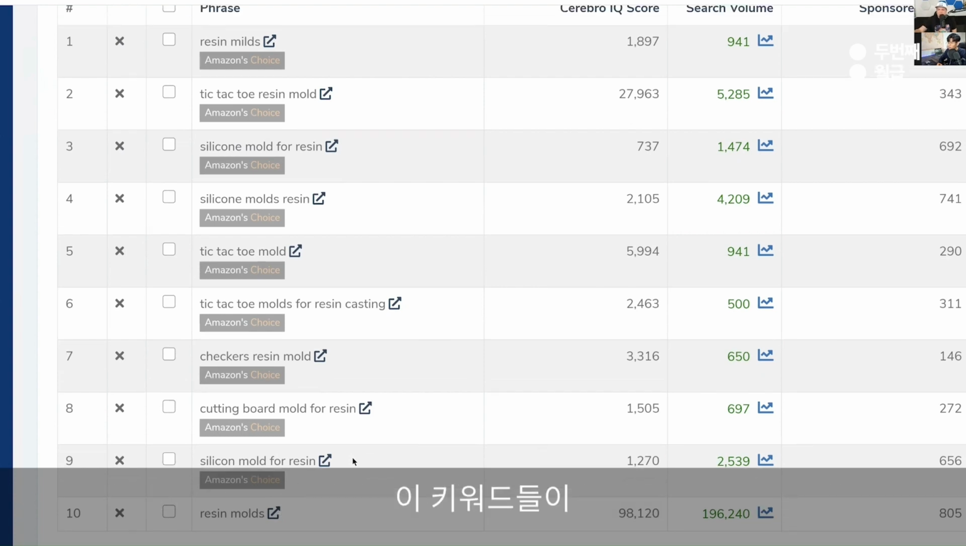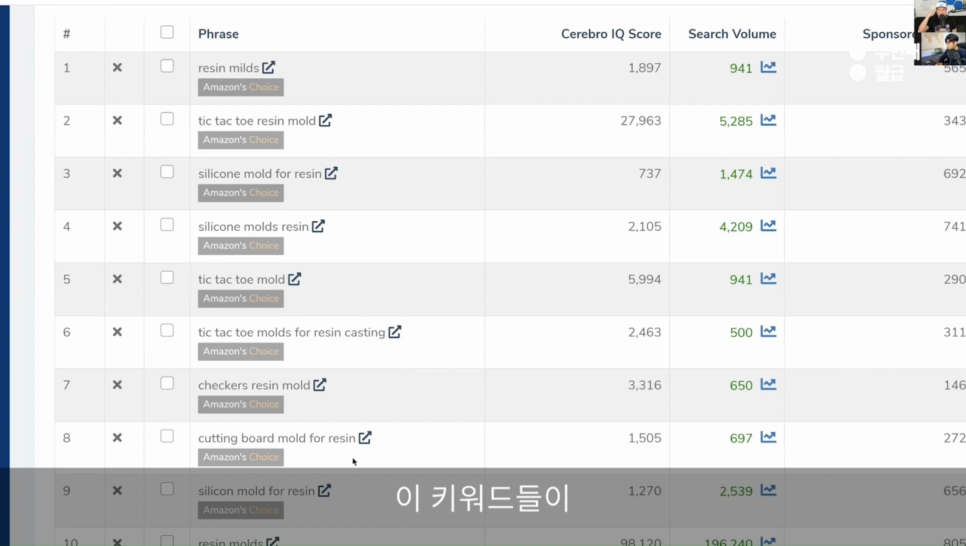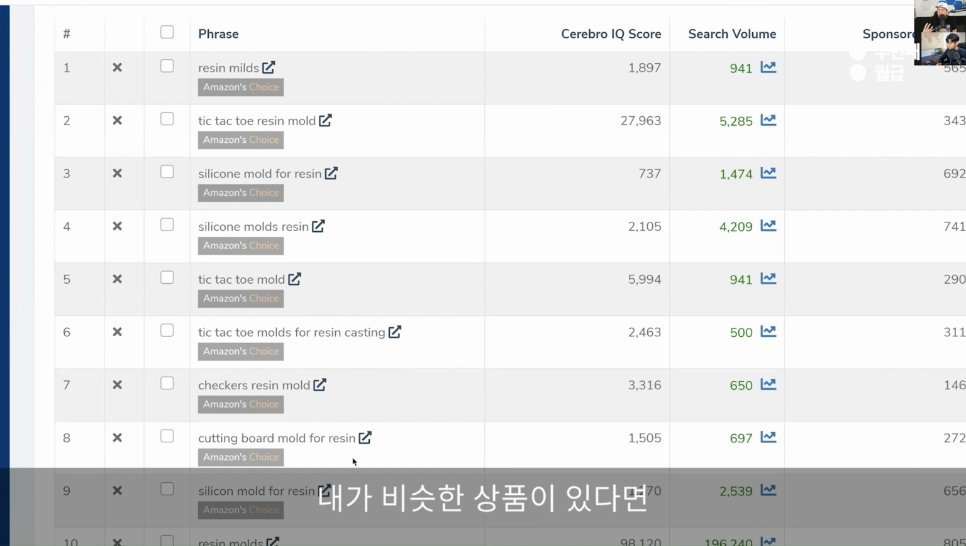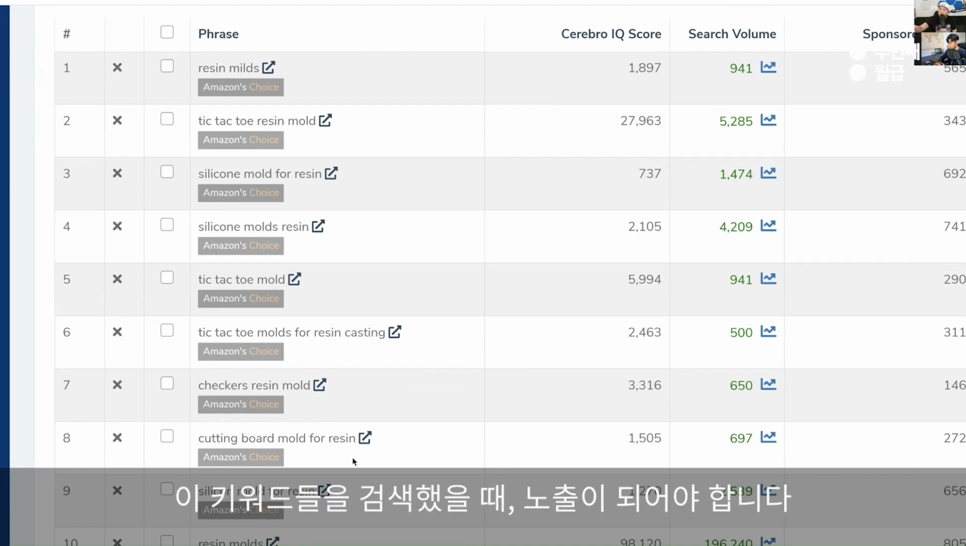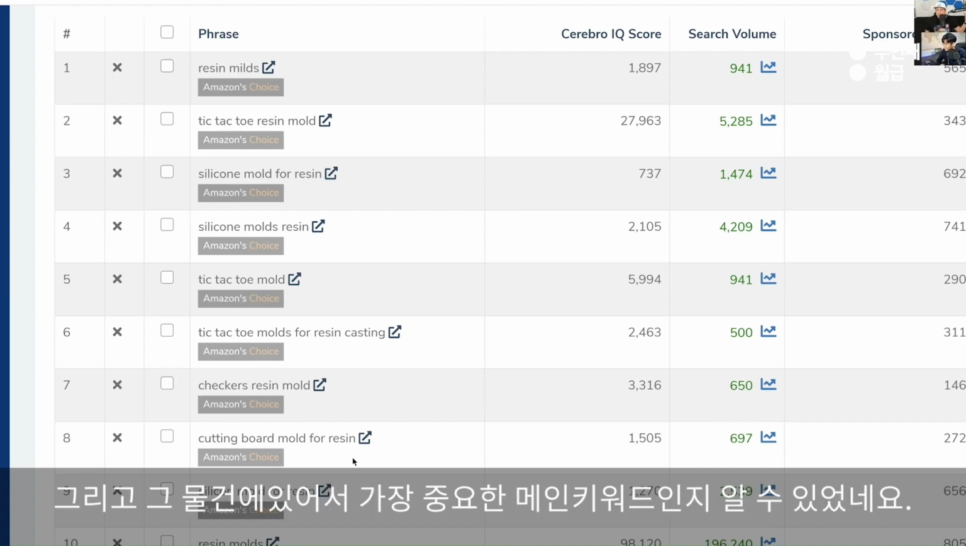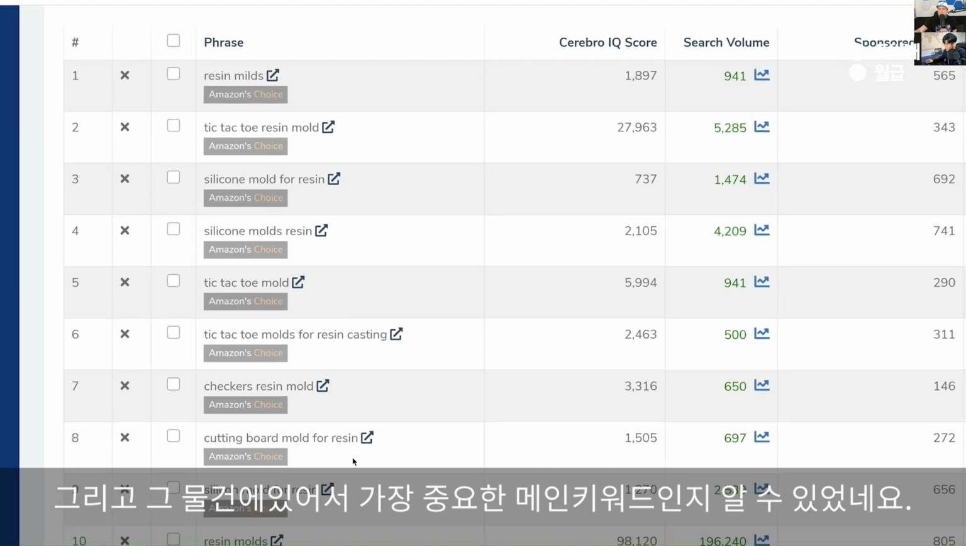It's crazy. I would say that probably 60, 70, 80% of the sales of this product are coming from these keywords. So these are the keywords that people were thinking about before they bought my competitors' products. So if I'm going to have a similar product, that means I need to show up for these keywords. And that's pretty much what we have done, guys, in about 10 minutes here: we found a potential product, and now I know the main keywords I want to rank for.